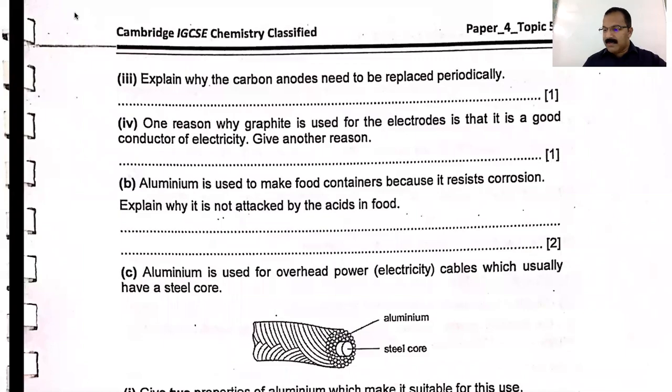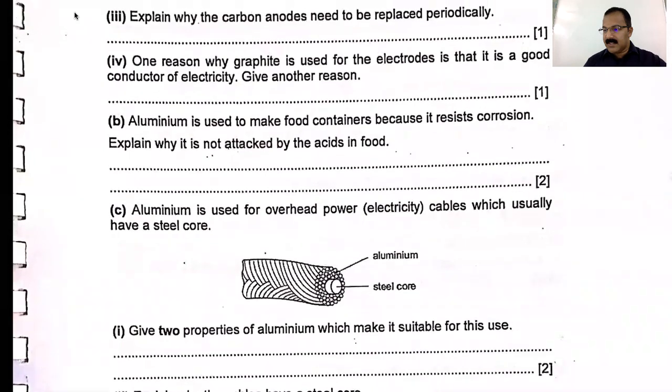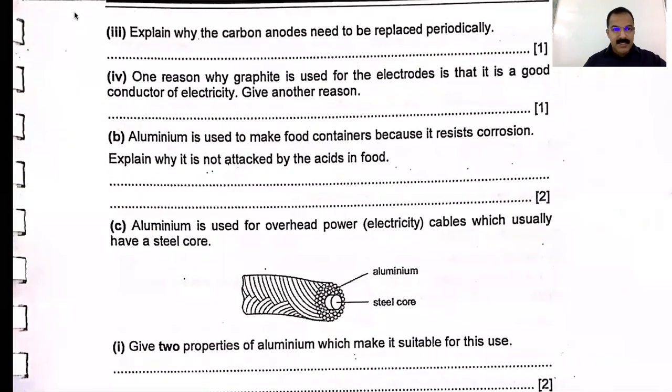One reason why graphite is used for the electrodes is that it's a good conductor of electricity. Give another reason. The second reason is it is inert or doesn't react, unreactive. Yeah, that's the reason why it is used.